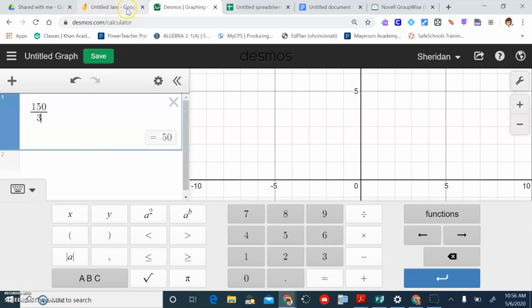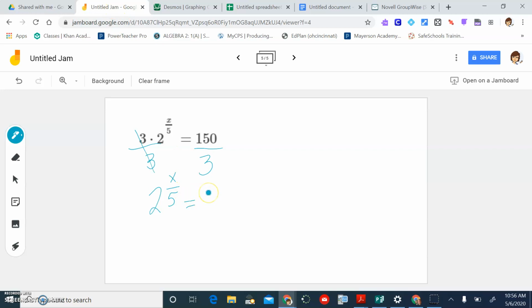So this is just 50 over here. And now we need to get the x out of the exponent. We don't want that up there in the exponent, so we're going to rewrite it as a logarithm. So log, and the base is going to be whatever is over here with an exponent on it. So base 2. My exponent goes on the right side. The other number, which turns out is called an argument, goes right there next to the log. That's what you're taking the log of.